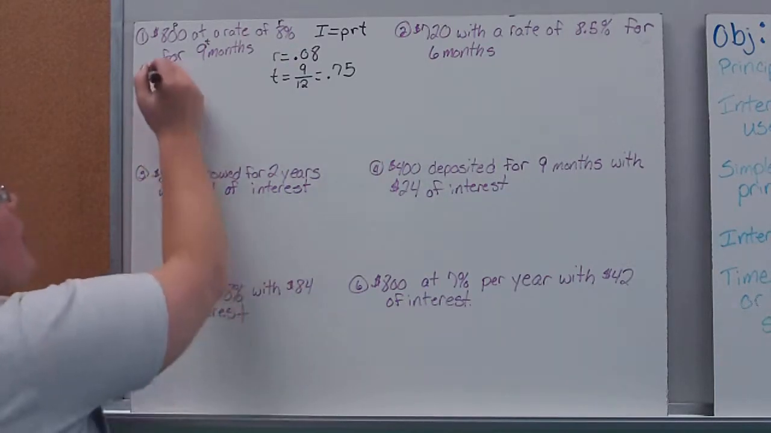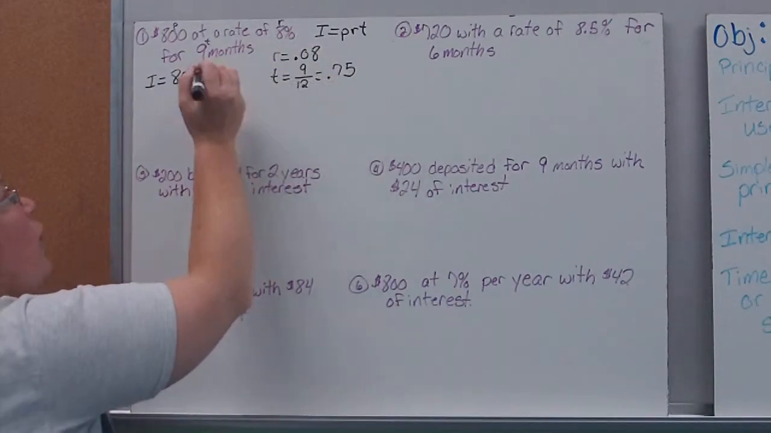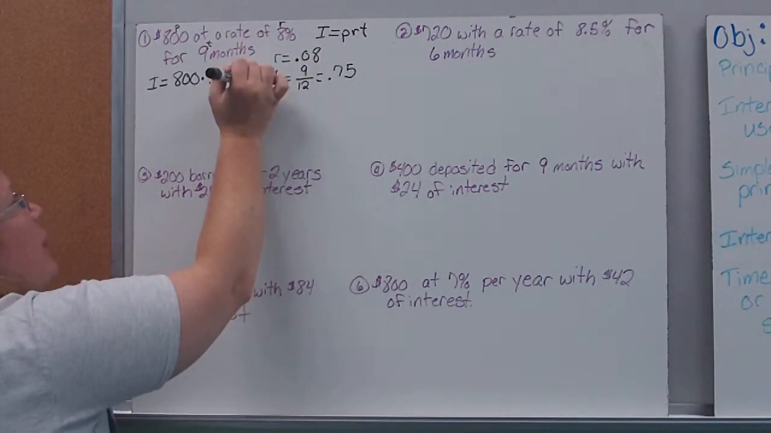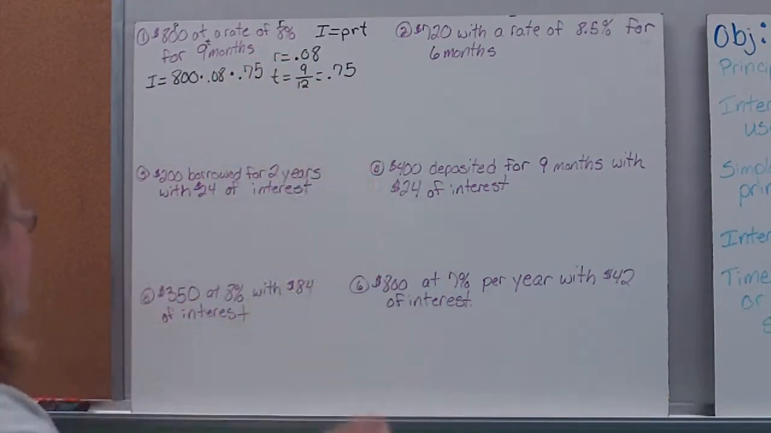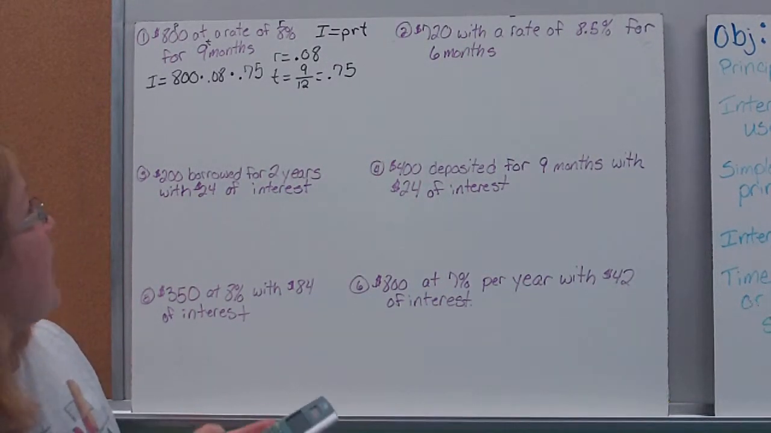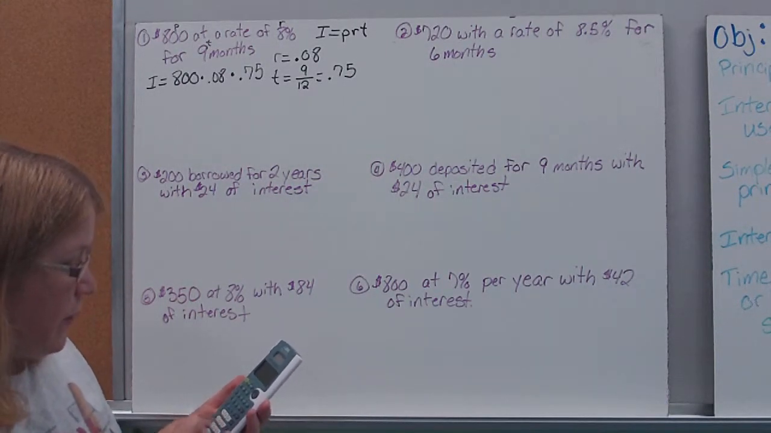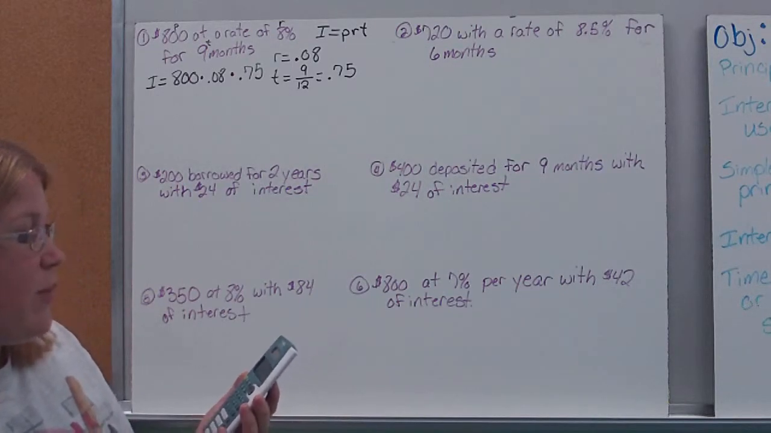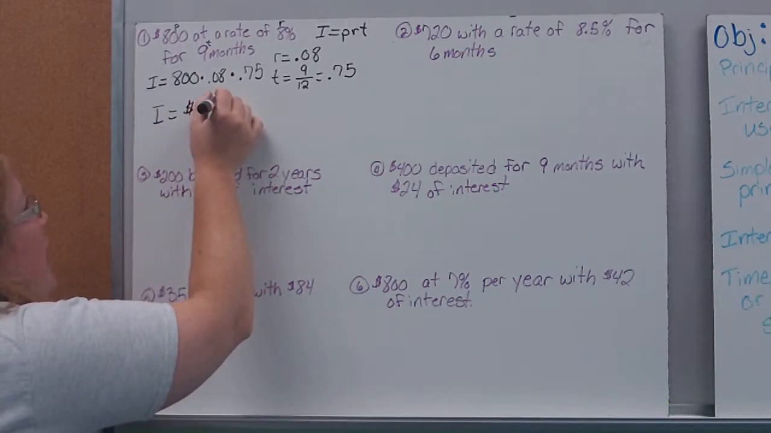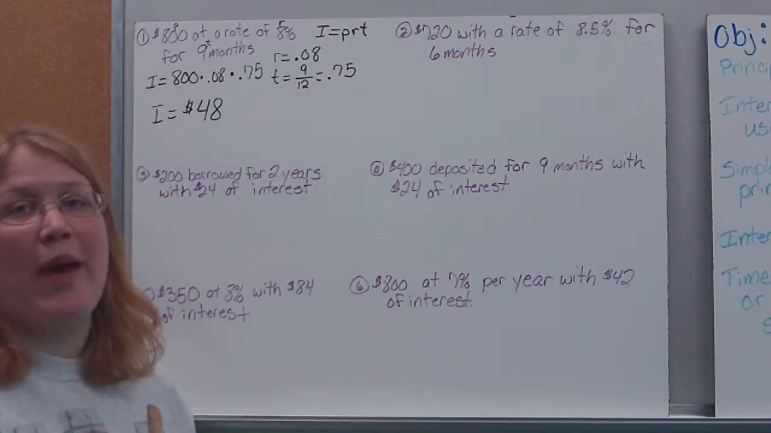So now I'm just going to plug them in. I know that my interest is equal to my principal, which I said was 800. My rate, we're writing as a decimal, 0.08, times my time, which I'm going to put in here as the decimal 0.75, or 9/12 of a year. And here's where we're going to use our calculator, because I don't expect you to do all that in your head. I'm certainly not going to. When I do all of this multiplication, I find that the interest is $48. So all you need to do is plug it in, then just do the math and solve it.